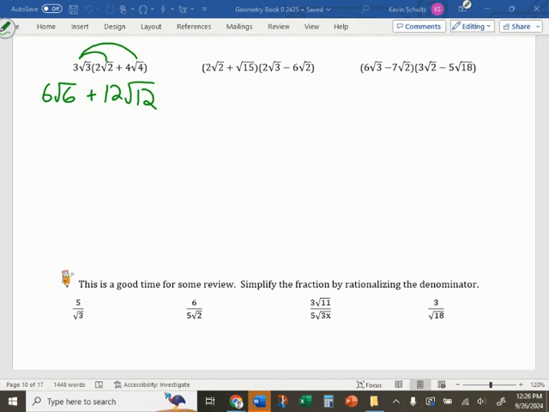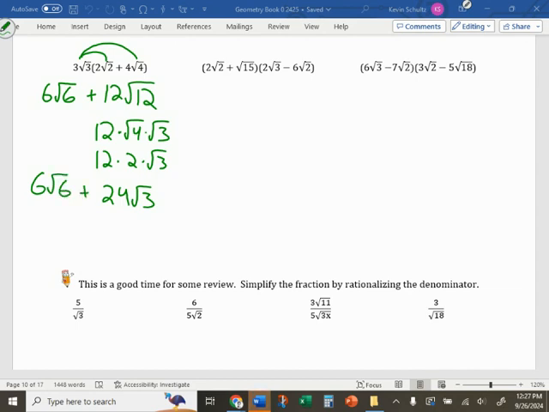Can we simplify 6 root 6? No, because the root 6 does not have any perfect square factors. Root 12 does though, right? So we can rewrite this to be 12 times root 4 times root 3, or 12 times 2 times root 3, because the root 4 becomes a 2, or 24 root 3. So now we have the expression 6 root 6 plus 24 root 3.